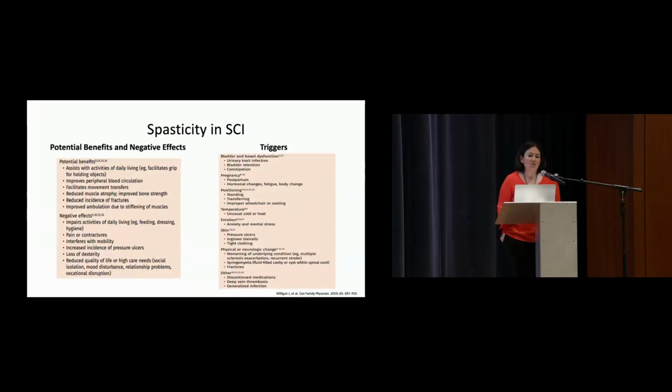Another important thing to pay attention to is triggers. If someone has new spasticity, really think about some of the acute triggers that can cause that. For example, if somebody has bladder retention or urinary tract infection, treating the underlying cause will actually help to improve spasticity in these patients. So that's important to think about for patients that develop new spasticity.